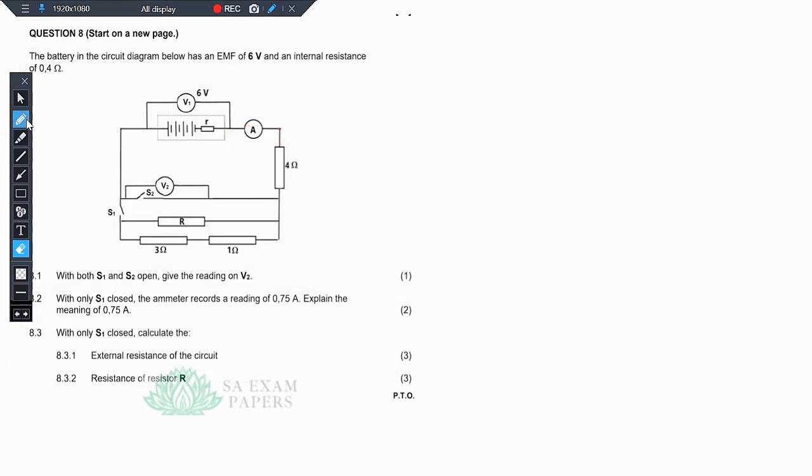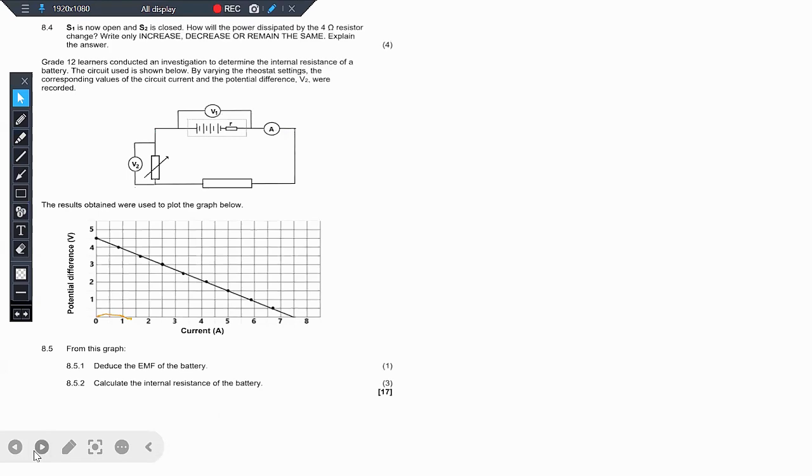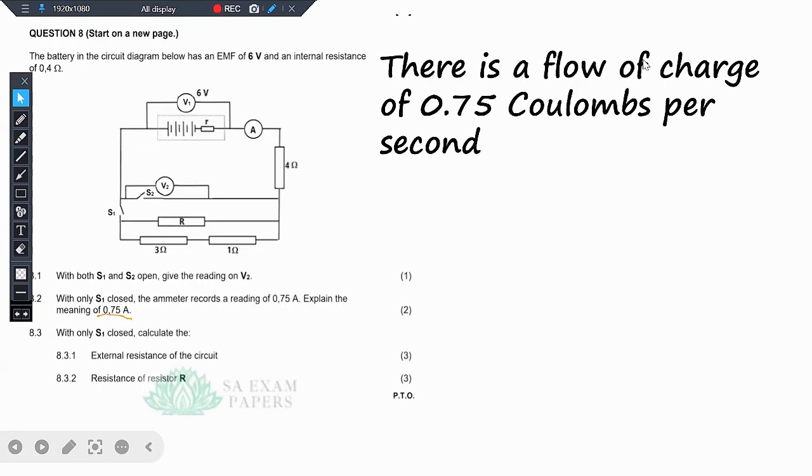Then 8.2 says, with only S1 closed, the ammeter records a reading of 0.75 amperes. Explain the meaning of 0.75 amperes. I know that this can be a weird question, but these questions can be found in your grade 10. So they kind of haunted you with your grade 10 here. Let's see how we are supposed to explain that. So we say, there is a flow of charge of 0.75 coulombs per second, right? So that's the meaning of that.